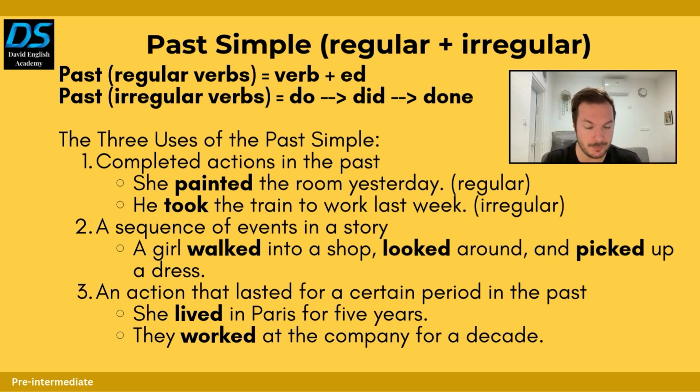An irregular verb is, for example, do. The past form of do is did, and then verb 3 is done. We use that in the perfect tenses and passive tenses.